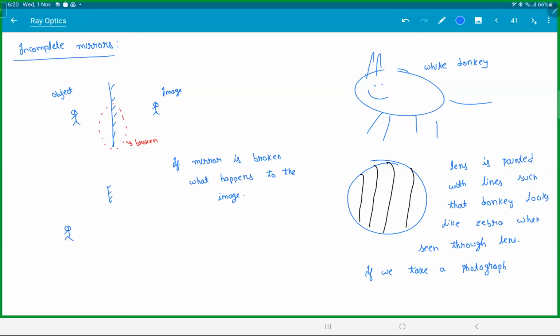Think of it like this. If you're using glasses, you will realize this. If I just put a dark line on my glass, will it look like there is a line on your face? Or just imagine, if I put a finger in front of your eye and I look at you, does it look like my face got cut off? You'll still see the full image, right? Just because you put something between you and the object doesn't mean that part will look cut off. You're getting it? So if we take a photograph, we still get a white donkey.